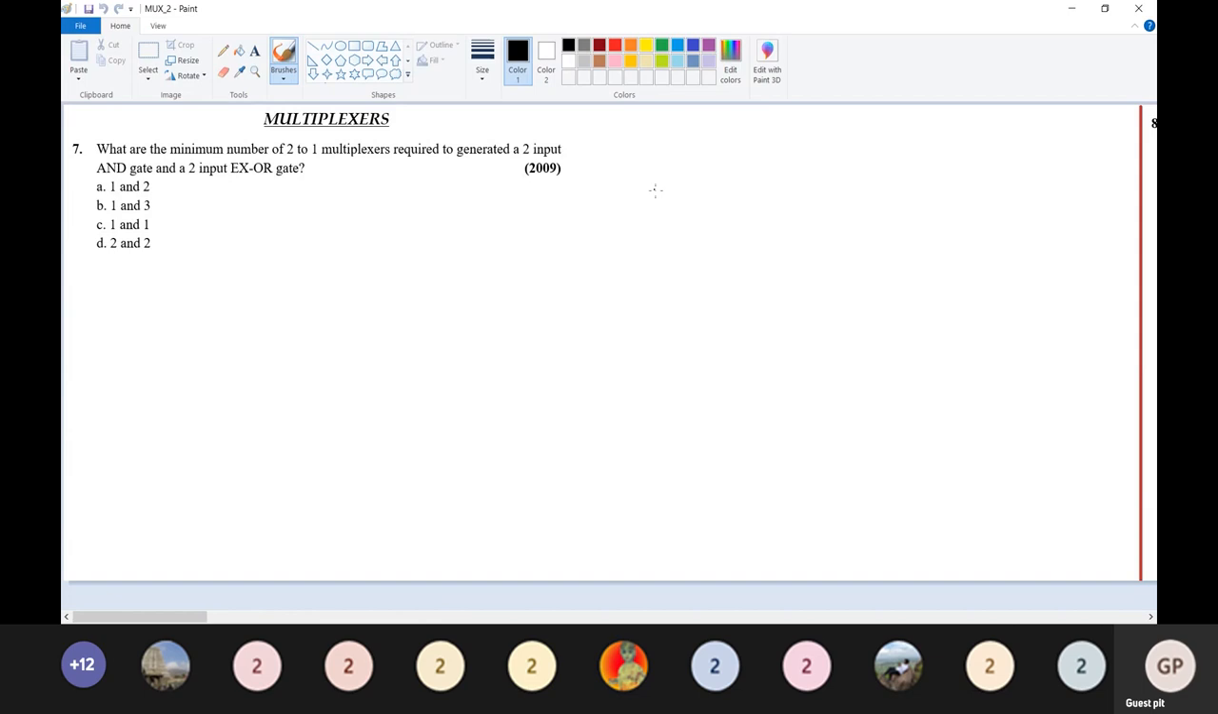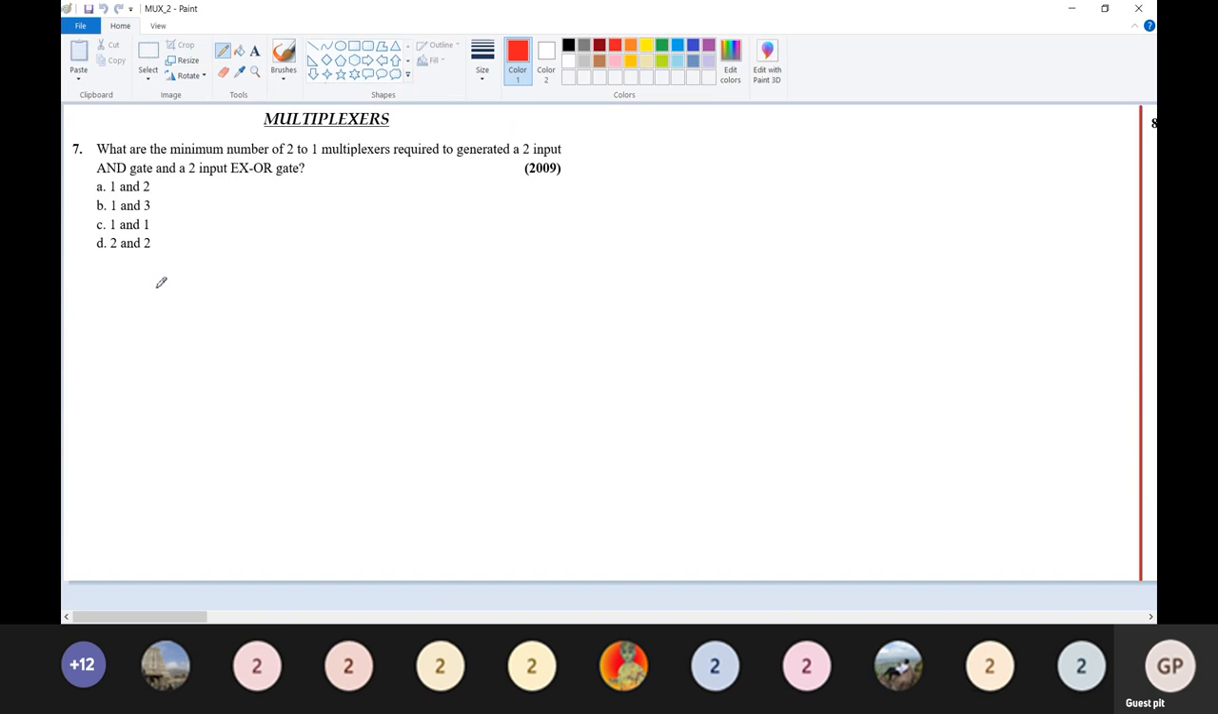In this video, we will discuss some problems related to digital electronics, which were previously asked in the GATE examination. The first problem: what is the minimum number of 2:1 multiplexers required to generate a 2-input AND gate and a 2-input XOR gate?